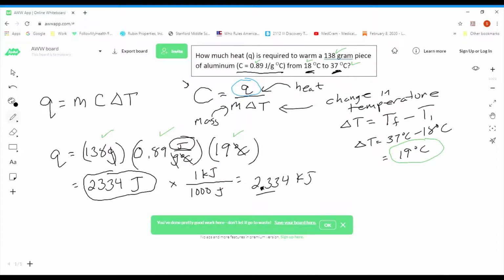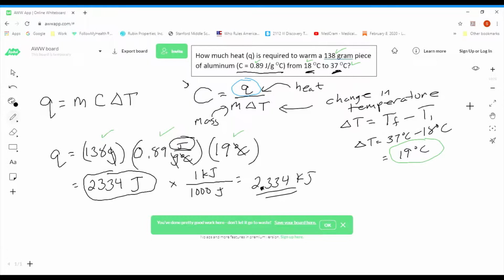I didn't ask you for this. This was fine. I'm just showing you that if you're ever asked for kilojoules, to turn joules to kilojoules, you divide by 1,000. To turn kilojoules to joules, you multiply by 1,000. Just like we would do with kilometers and meters, kilograms and grams, kiloseconds and seconds, anything with kilo in it. That's how you convert from the kilo unit to the non-kilo unit. Okay.